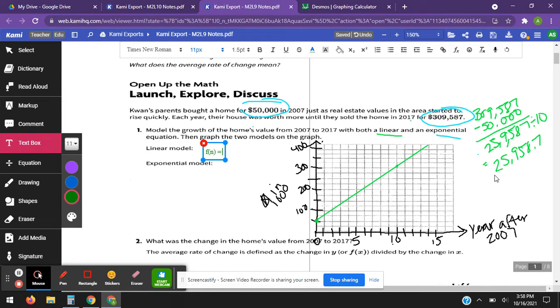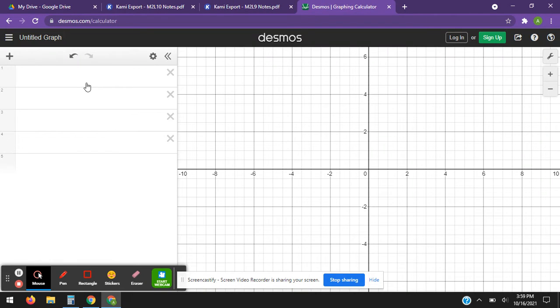So to be able to do my linear model, I'm going to say f of n equals my slope, which is this over here, 25,958.7 n, and then I need to add my 50,000. That's my y-intercept, right? The y equals mx plus b. I forgot the point 7 in there. So now I'm going to have my Desmos up too. I'm going to go ahead and put this into my Desmos. Control C, and that way we can see how this looks.